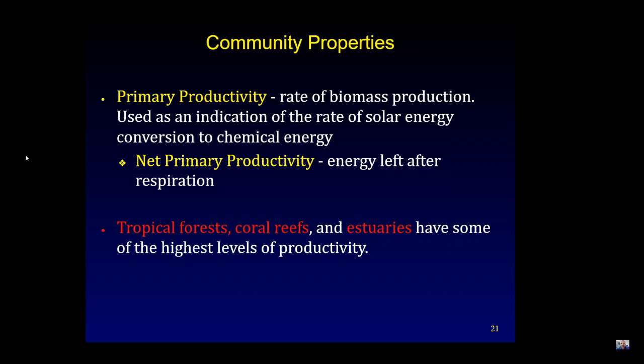Net primary productivity is energy left after respiration. So really the net primary productivity is all the leftover plant life material, right? We have all that energy that's coming in, and then the leftover after respiration is net primary productivity. And the big ones that we will always talk about, tropical forests, coral reefs, and estuaries, have some of the highest levels of productivity, right? Because they receive the most sun. So you have this explosion of producers, and they will have higher primary productivity and also higher net primary productivity in regards to other environments.